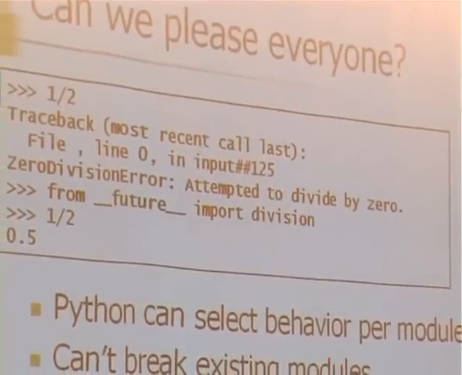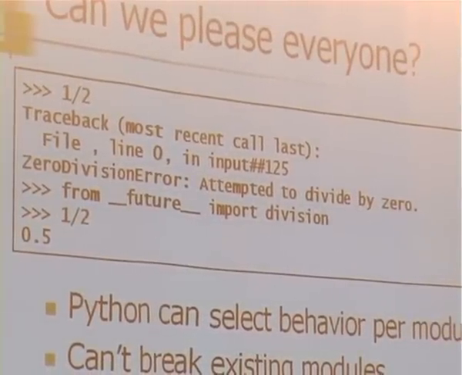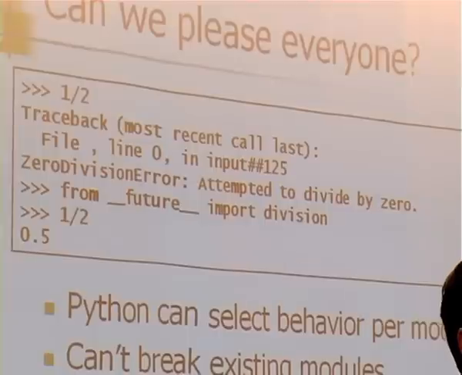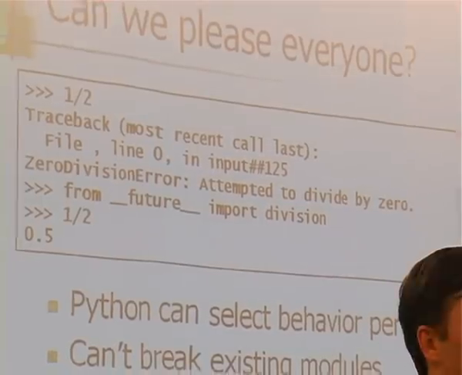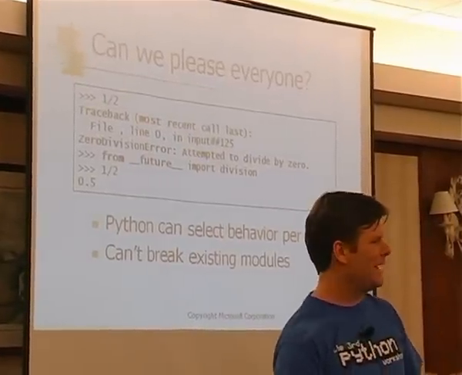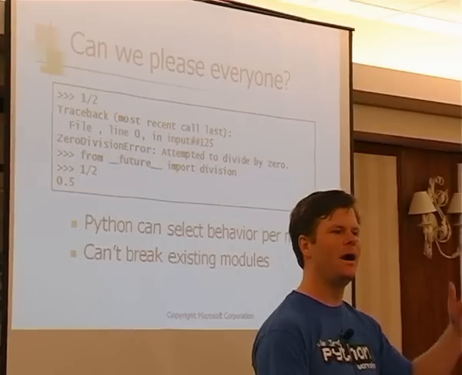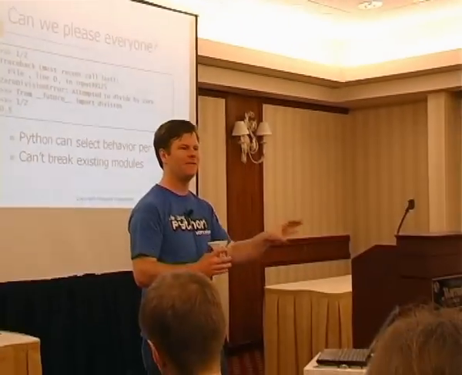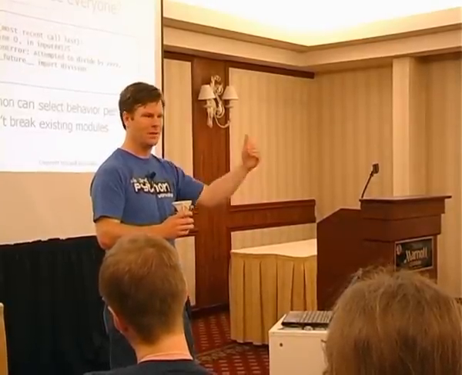Better. 1 divided by 2 doesn't generate divide by 0, but it returns 0. Sorry that I had the slide wrong. But if you do from __future__ import division, it returns 0.5. And what happens here is this special import changes, on a per module basis, the behavior of the division operator in Python to move towards one that people who want this kind of true division can have with this import.